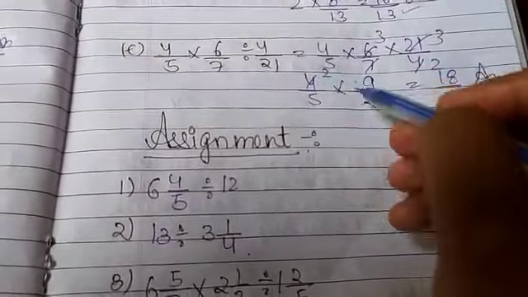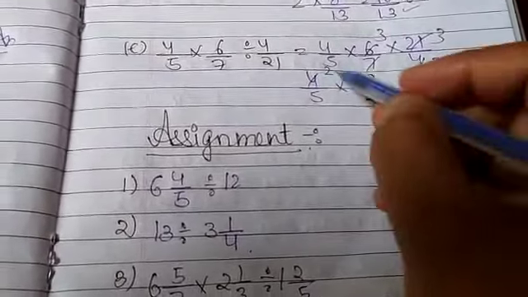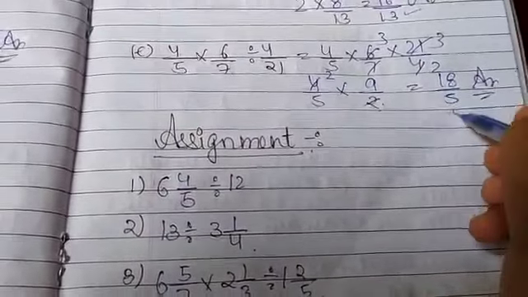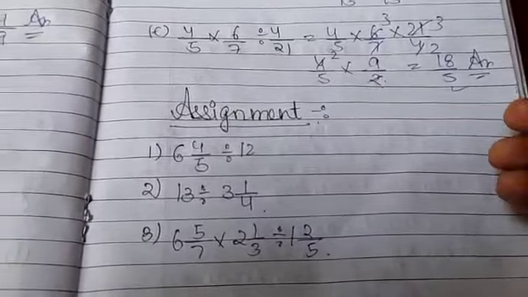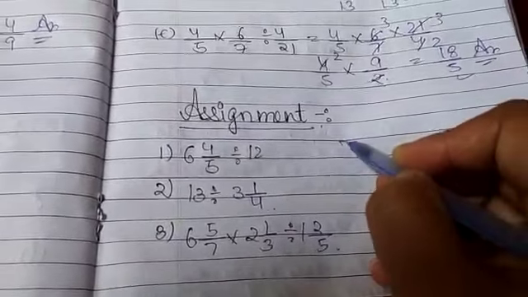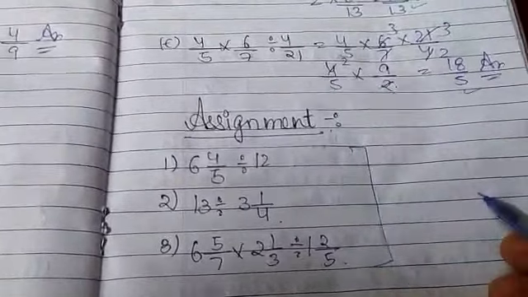So 2 2s are 4 and nothing is getting cancelled now. So 9 2s are 18 upon 5. This is also an improper fraction. If you want, you can change it into a mixed fraction also. And see, this is the only assignment question. Only 3 questions I have given you.